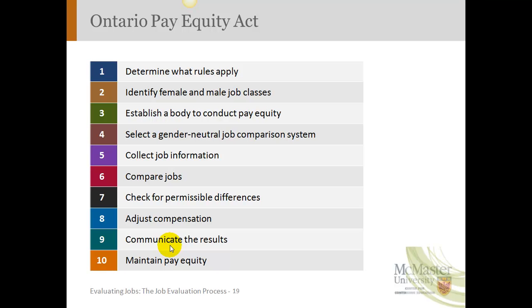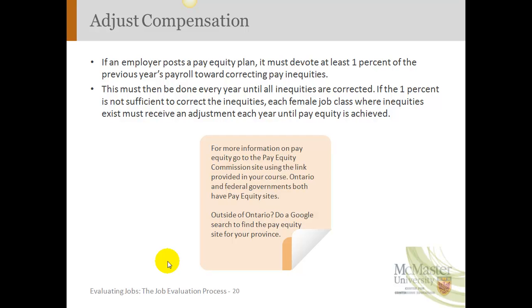And then when we talk about maintaining pay equity, again, pay equity is maintained by constantly monitoring the compensation environment, knowing how jobs are changing and how this is going to impact compensation levels. Lastly, we need to adjust compensation. We just talked about the need to do this earlier in terms of maintaining pay equity.